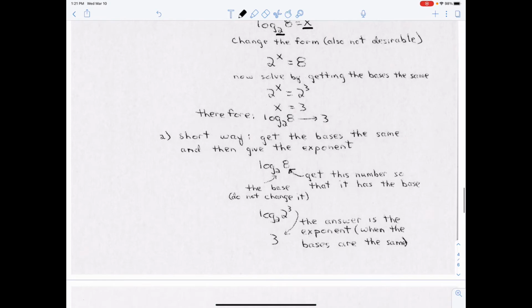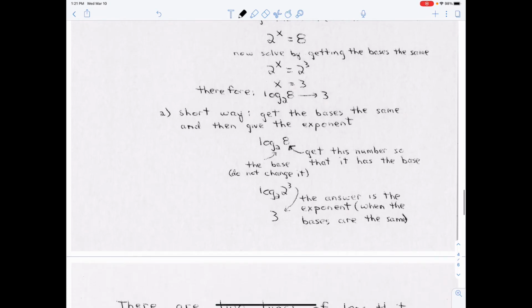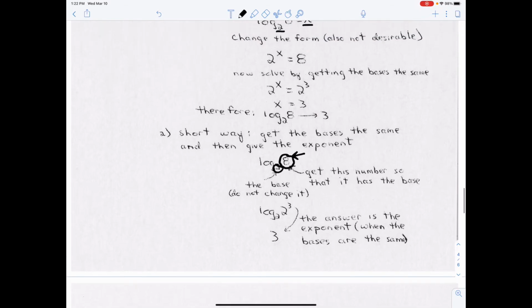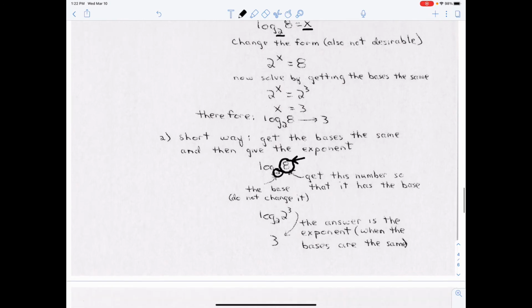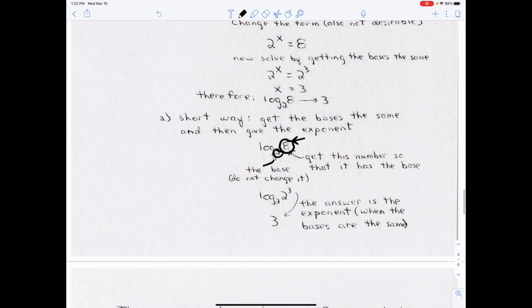Okay? So now here's the short way, and this is the way you should really be doing it. A lot of people do it the long way, and they keep doing it the long way, and they'll never understand logs as long as they do that. What you do is you change this number to that base. So how can I write 8 as 2 to a power? And 8 is 2 to the 3rd power. Now, remember in an exponential equation, you can change both sides. In a log, you can't. You have to keep the base to be whatever the base is.